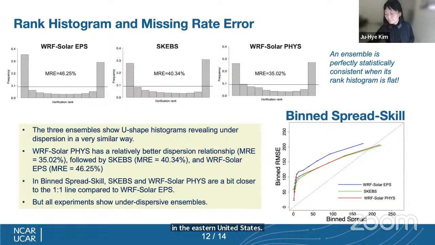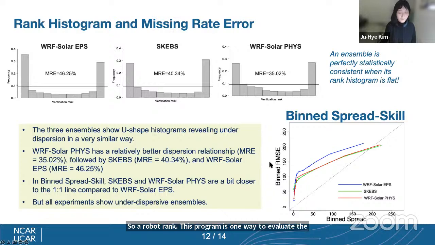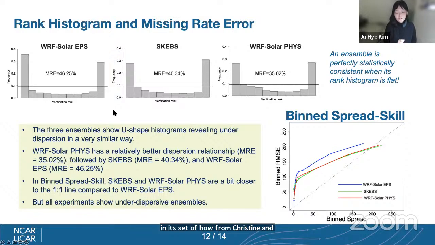I'll show some ensemble evaluation results. A rank histogram is one way to evaluate the characteristics of an ensemble, computing the probability of occurrence of the observation in its set of forecast members sorted in increasing order. If an ensemble is perfectly statistically consistent, its rank histogram is flat.